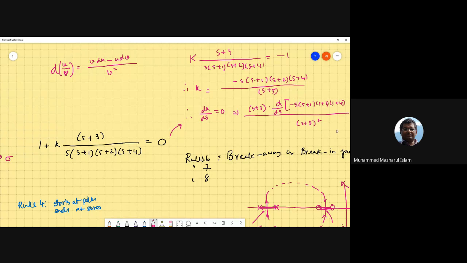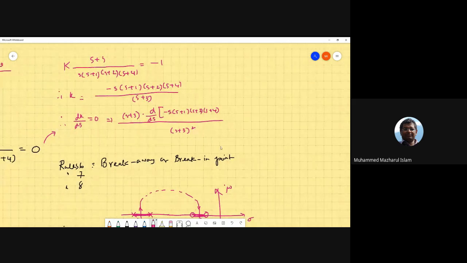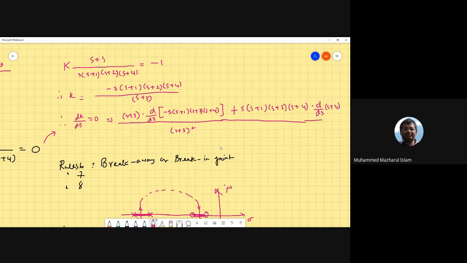Minus u, and since u itself is negative, you can change the sign to positive, (s plus 1)(s plus 2)(s plus 4) into d/ds of (s plus 3). This is equal to 0.